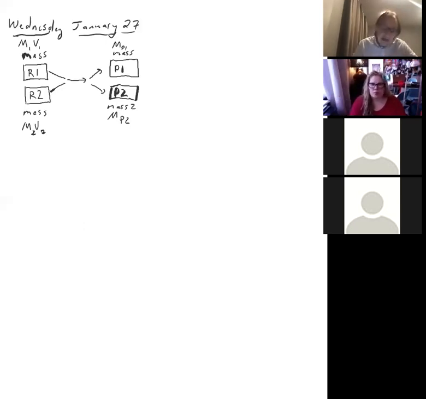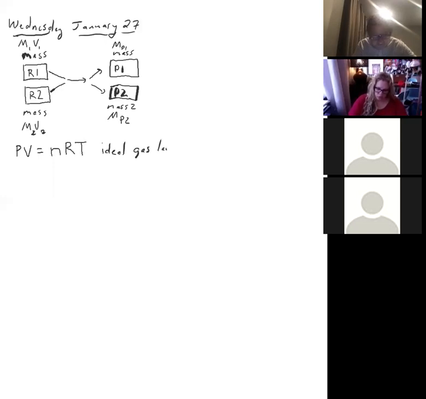But what we're going to look at today is a third method, which is where we use the ideal gas law. And again, this is only valid for gases. Technically speaking, it's only valid for ideal gases. But PV equals nRT, this ideal gas law, we can use that to figure out amounts of materials. Again, the P stands for pressure, the V is volume, n is the number of moles, R is the universal gas constant, and T is the temperature.